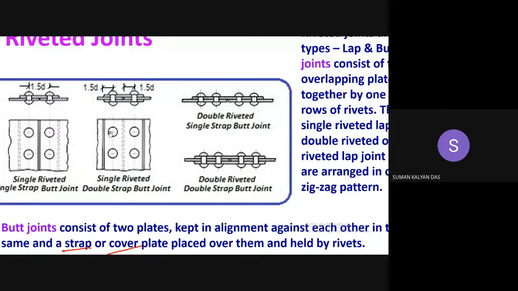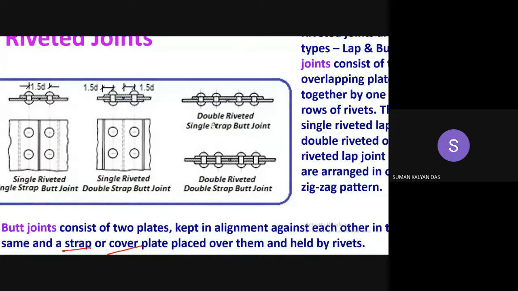Here you can see it's only a single row of rivets. So this joint can be referred to as a single riveted double strap butt joint. So this is somewhat of a confusion. If somebody tells you triple riveted double strap butt joint, the visualization should come. This configuration should be clear before your eyes.